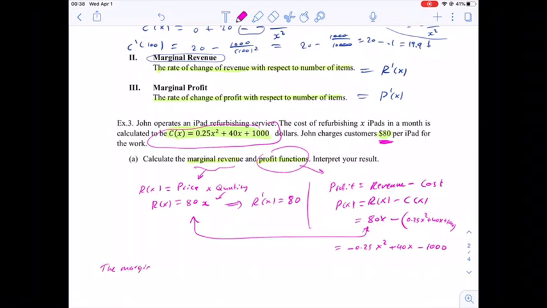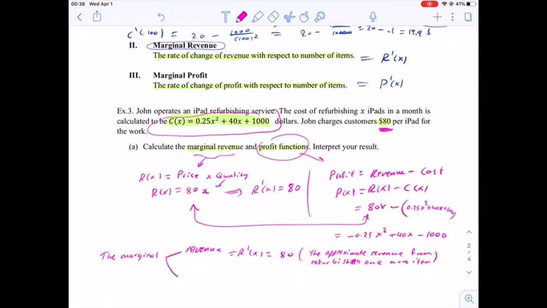So the marginal revenue is R prime of x, which is equal to 80. So this is the approximate revenue from refurbishing one more item. This is how we interpret it.